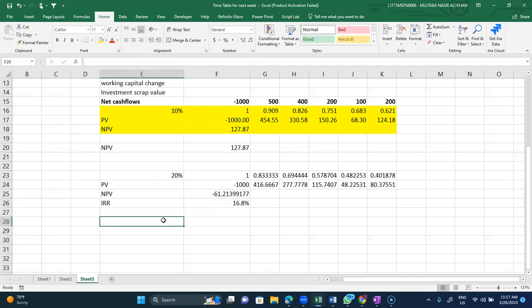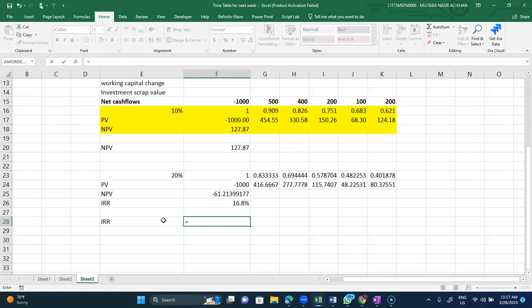Instead of doing so many steps, you can simply apply this formula, right? The 3-letter word IRR is equal to, select all cash flows, all the cash flows before present value. In IRR, we will select all cash flows.